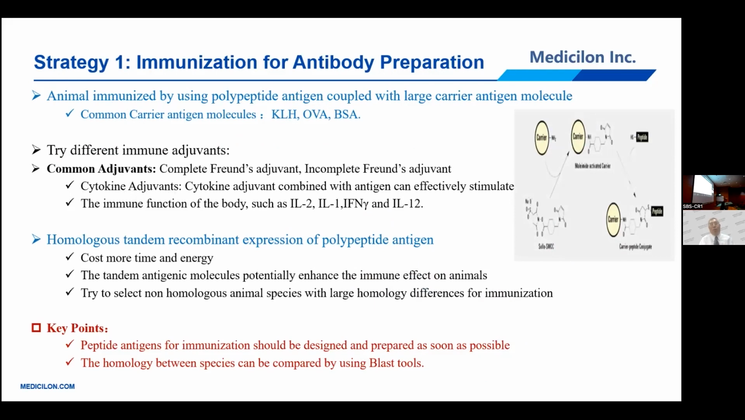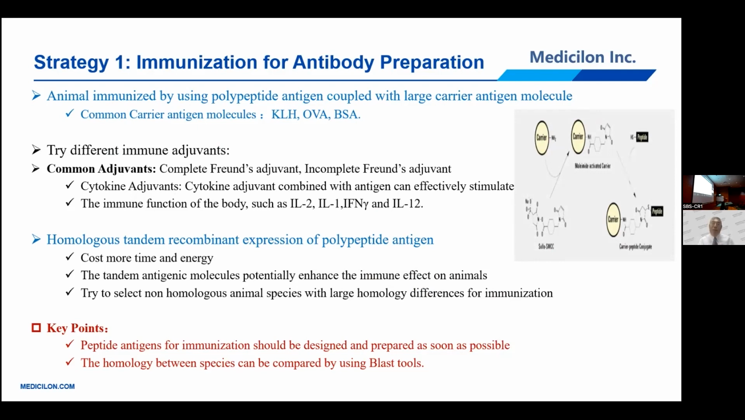Now, if we know those issues during bioanalytical work, we have strategies to address them. For example, if we are going to produce antibody, we use different approaches for immunization. There are several different ways in these slides, and you can try them. The key point is that the peptide antigen for immunization should be designed and prepared as soon as possible.